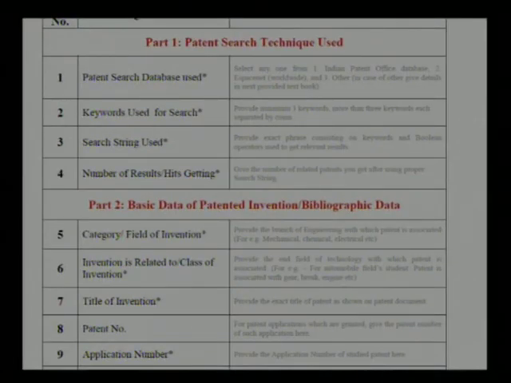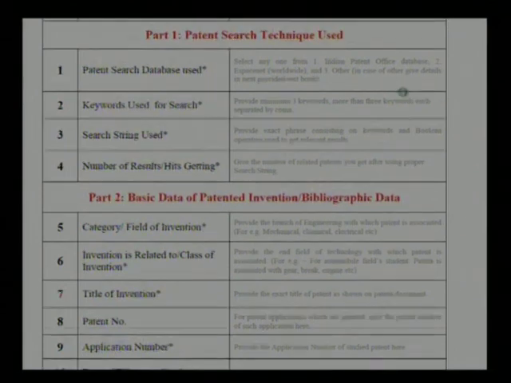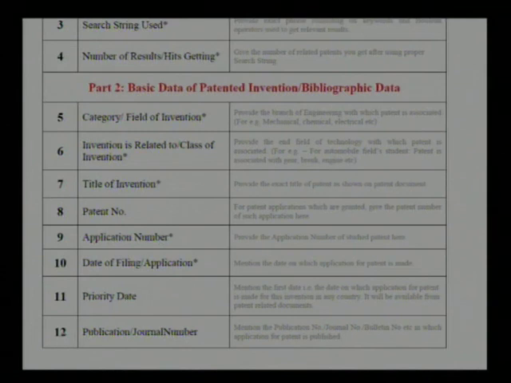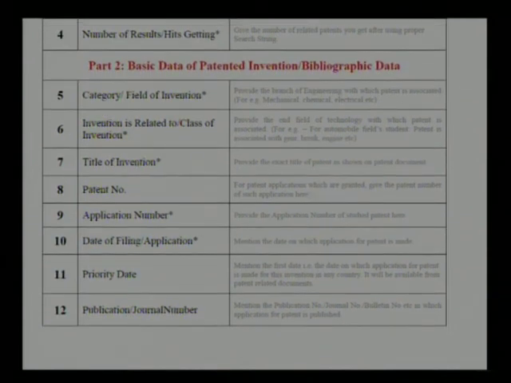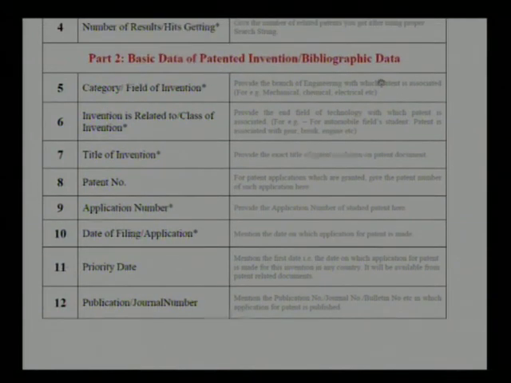So here we have finished the first part, very basic things. I think you feel that these details are not very much difficult. Okay. Now move on to part 2, that is basic data of patented invention and the bibliographic data.